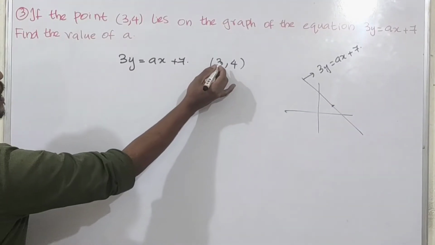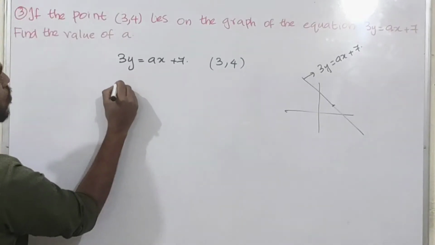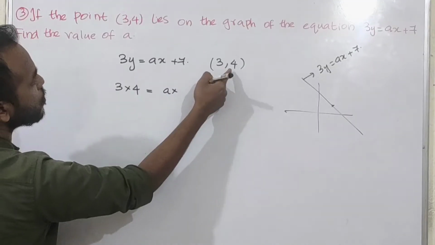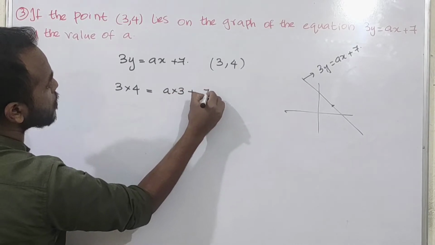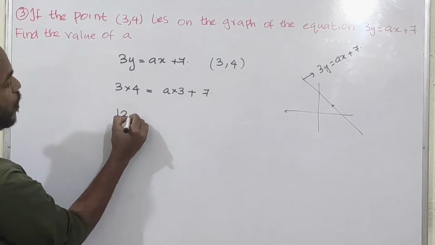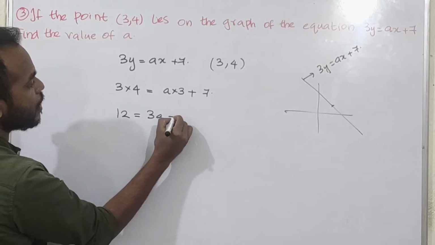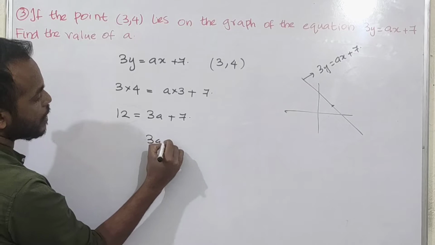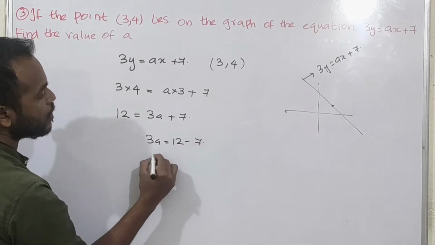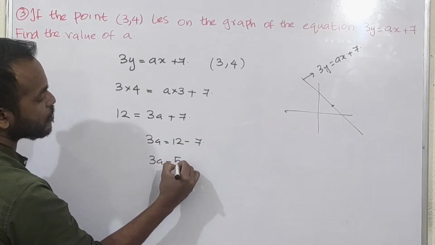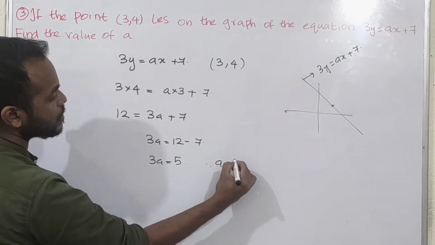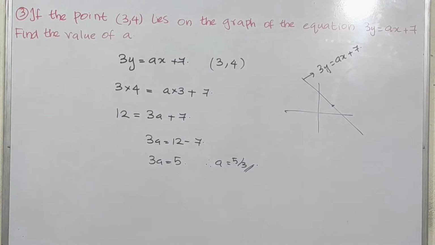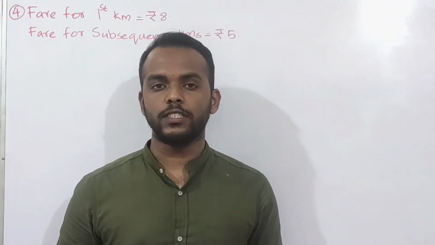So let's try. Put x is equal to 3 and y is equal to 4. So it will be 3 into 4 is equal to a into 3 plus 7. 3 into 4 is 12, is equal to 3a plus 7. Then we can find 3a is equal to 12 minus 7. 3a is equal to 5 and a is equal to 5 by 3. So that's the answer. Let us see the fourth question.